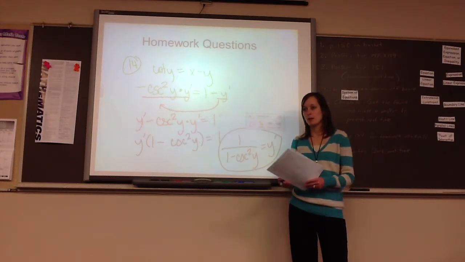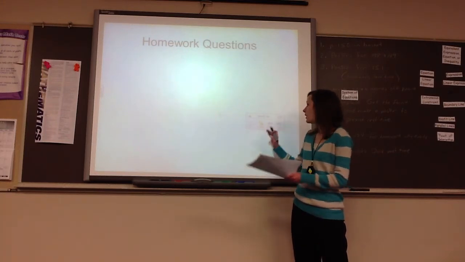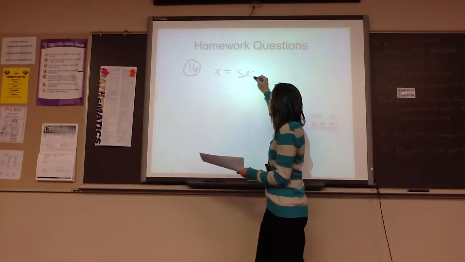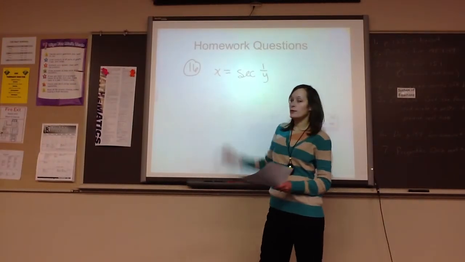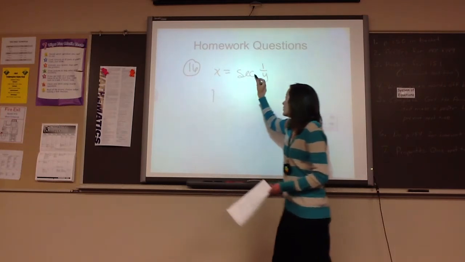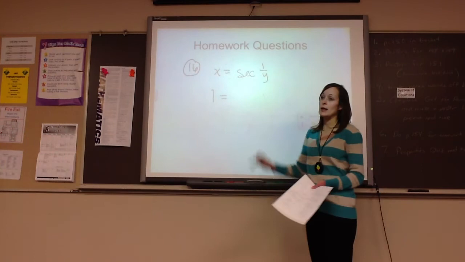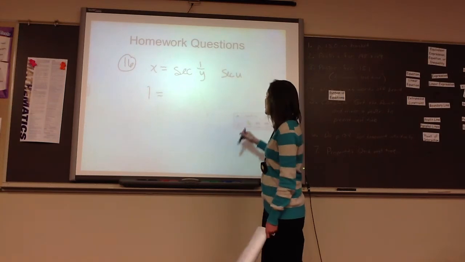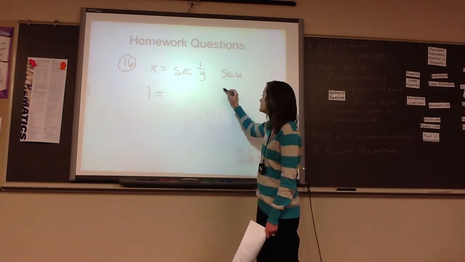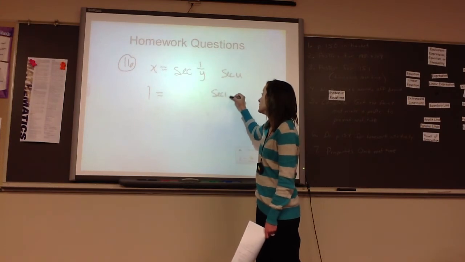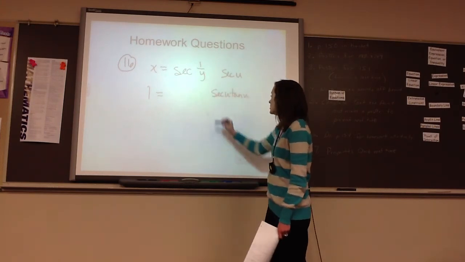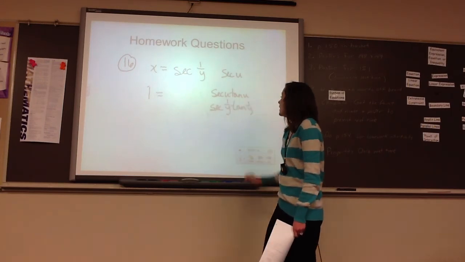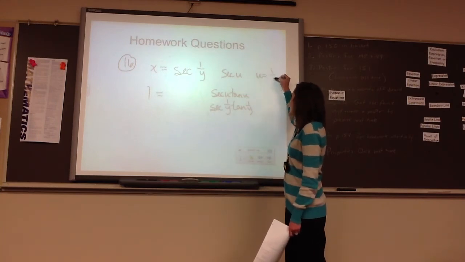Yeah, I got it. All right, 16 says x equals secant of 1 over y. So what's the derivative of x? We can't do the derivative of secant of 1 over y as just secant y, so we have to do secant of u. What's the derivative of secant u? Secant u tan u. So we get secant of 1 over y tangent of 1 over y. So u is 1 over y.